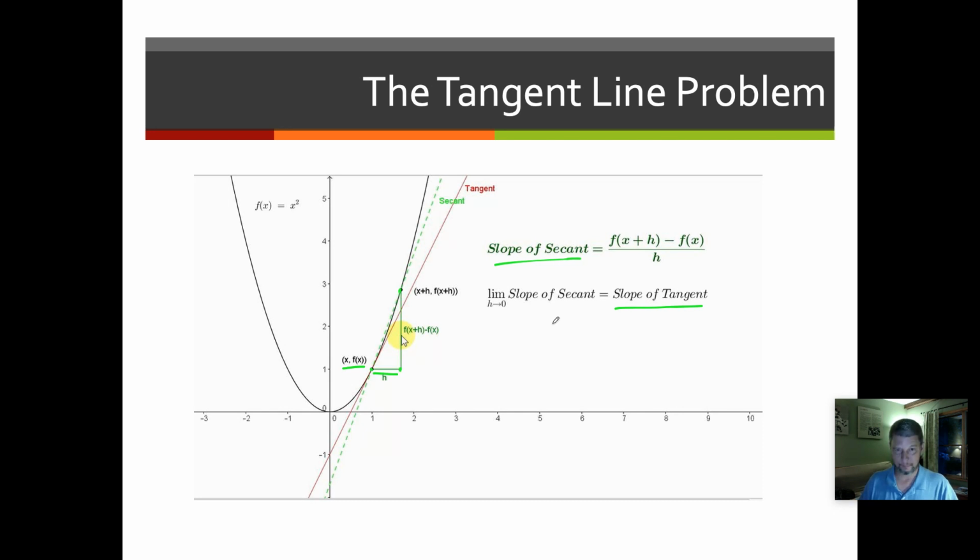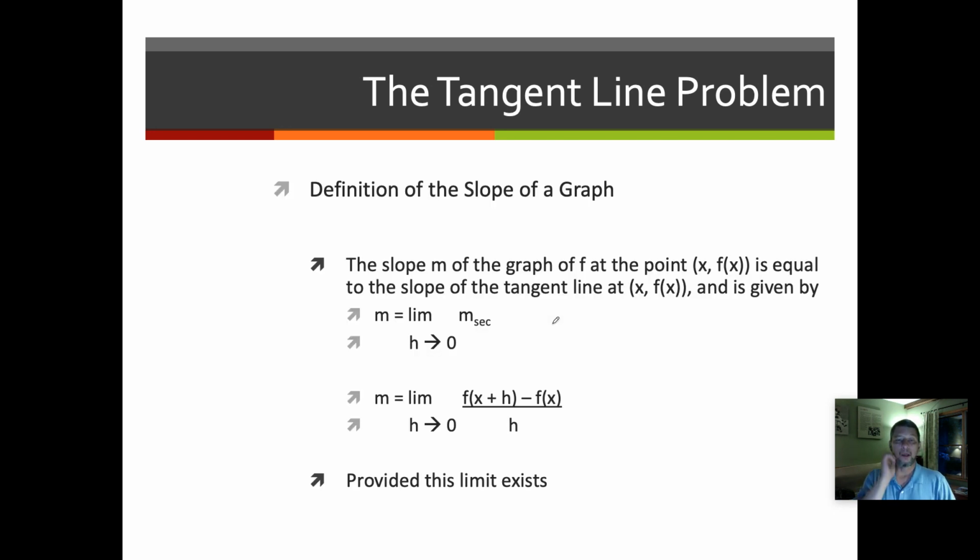Okay, so the definition of the slope of a graph. The slope, and we're going to go right back to using the notation that you used in high school, m. The slope m of the graph of f, a function, at the point x comma f of x is equal to the slope of the tangent line at x comma f of x.